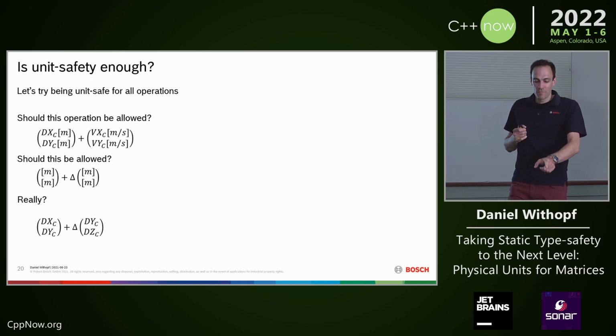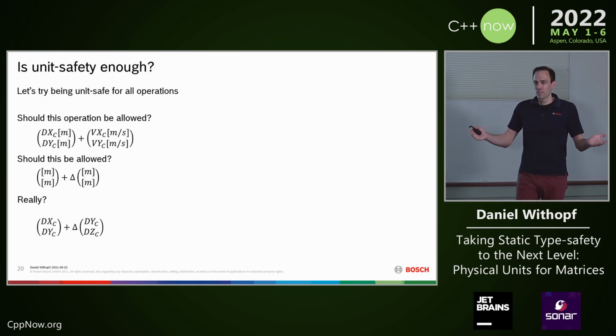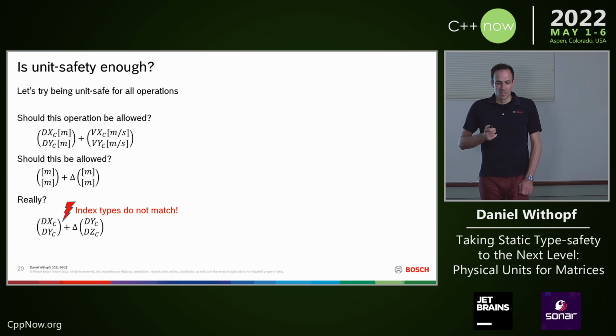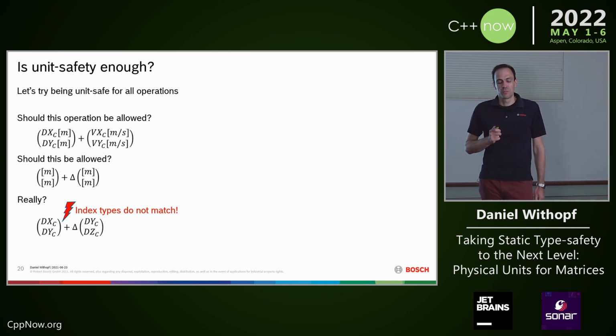But what if this describes x and y position and y and z position in the same frame? Then these vectors describe completely different things and they should not be added together. So the reason why this should not be valid is because the index types do not match up.